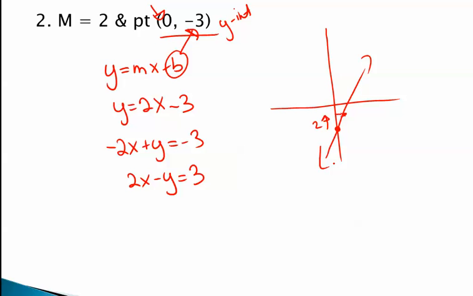Connect the line, and you now have your linear line on the graph.